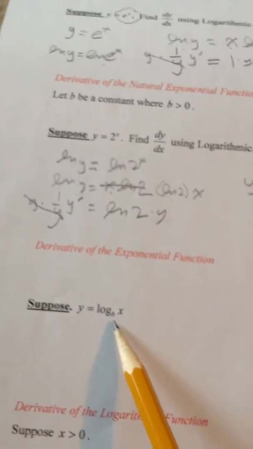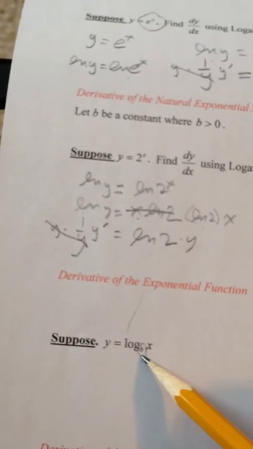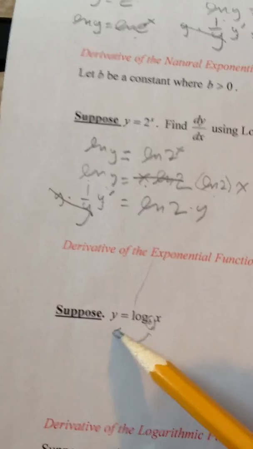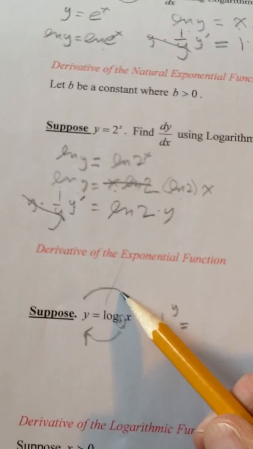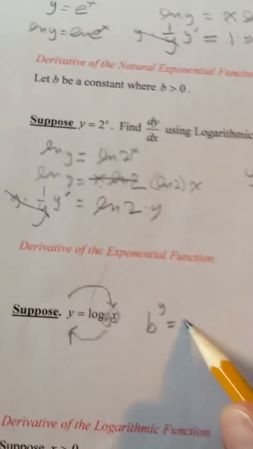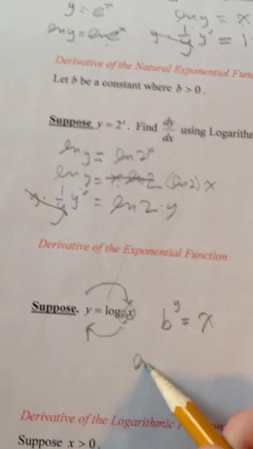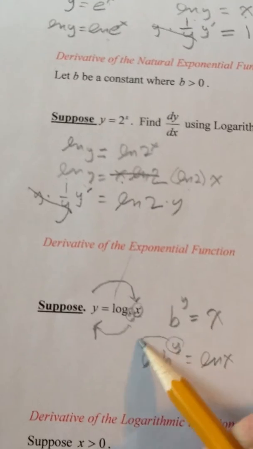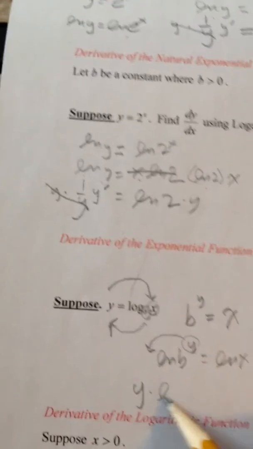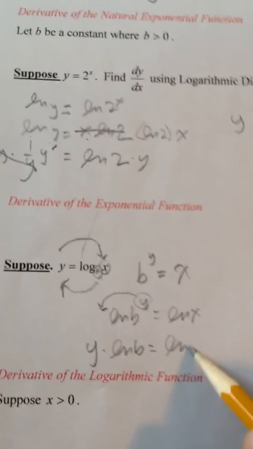Yes, last one. Log base b of x. So this is a logarithmic function. So if I apply the circle rule to this, this is one of our properties of exponents, the base raised to the power across from it. So this is exactly equal to b to the y equals x. Now if I take the natural log of both sides, natural log of b to the y equals natural log of x, this y drops in front, so it's y times ln of b equals ln of x.